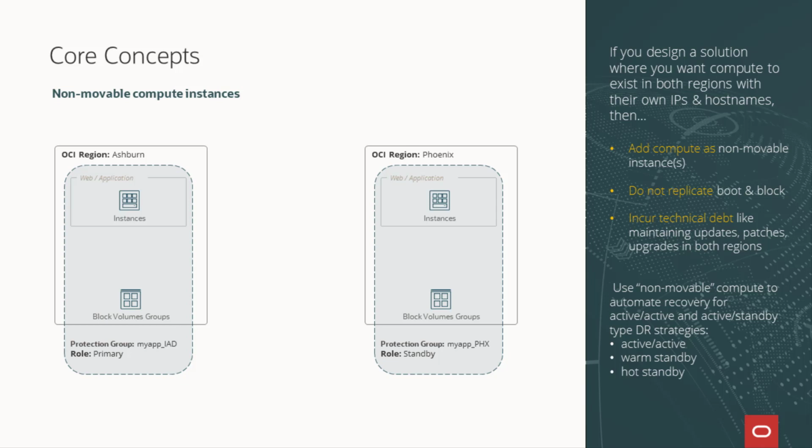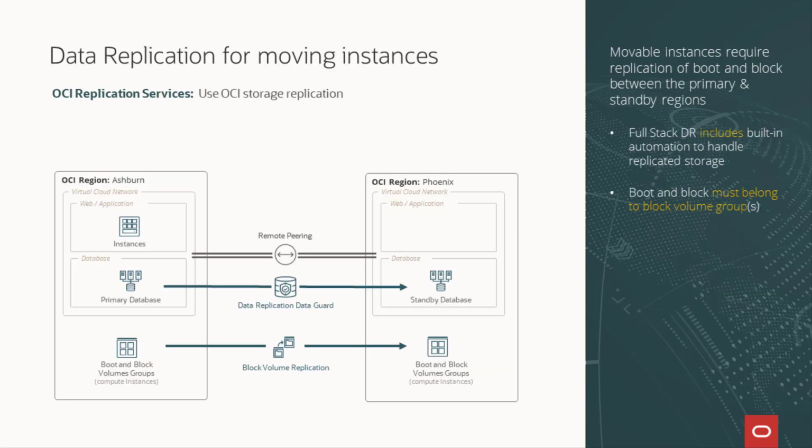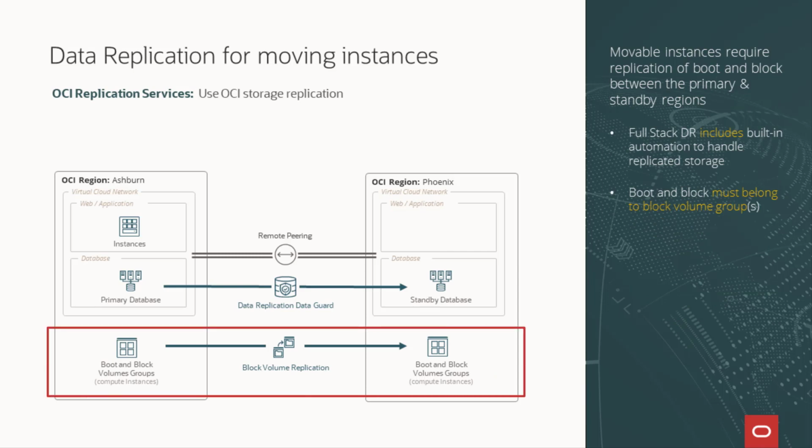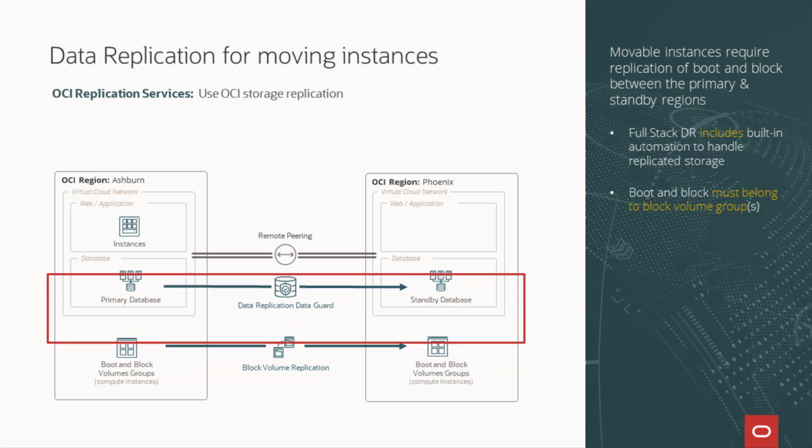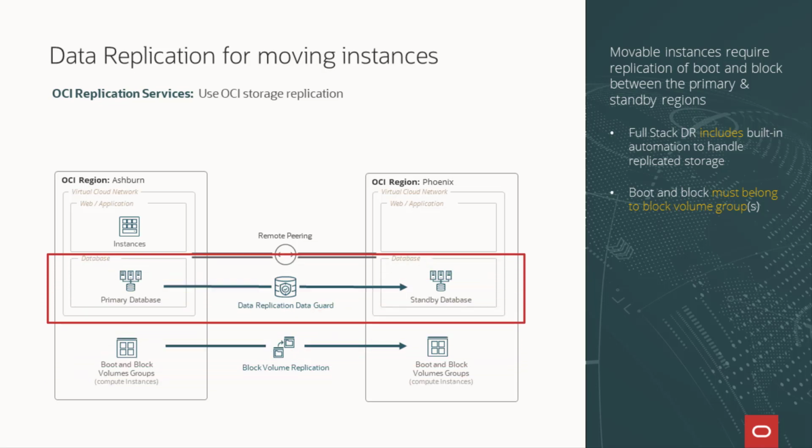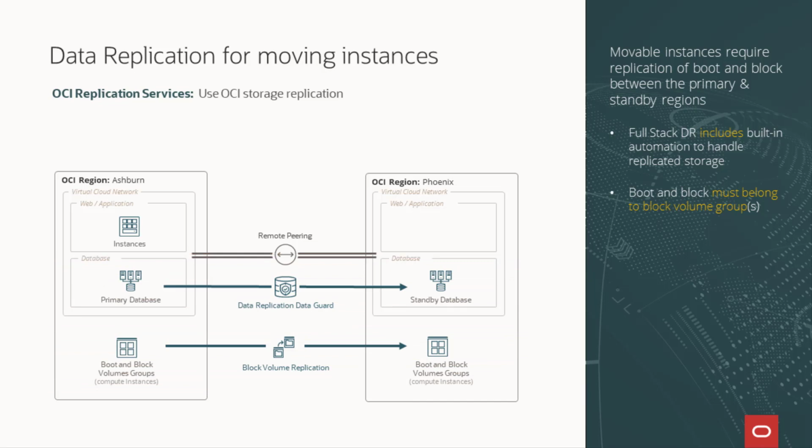So make sure you know which type of DR strategy your application supports before choosing whether to use movable or non-movable compute. As I said before, movable compute requires block volume replication for the boot and block used by the compute instances. Oracle databases do not use block storage replication. They use DataGuard instead.